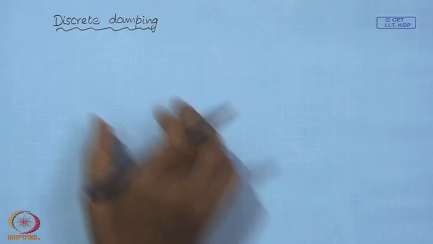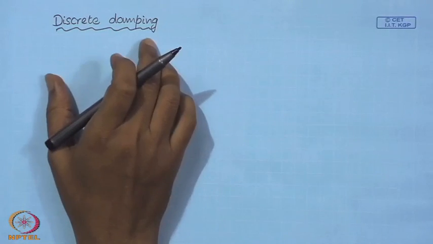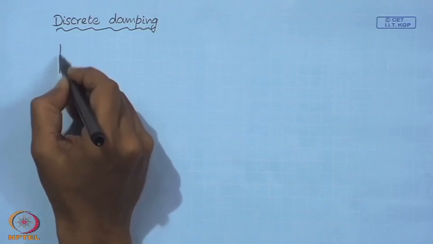Other than that, you can have lump damping when you have connections or joints. Say for example, you have riveted connections between two structural elements. In that case, damping is localized at the connection or at the joint. So, for such cases, what you have is the discrete damping. So, let us look at an example.